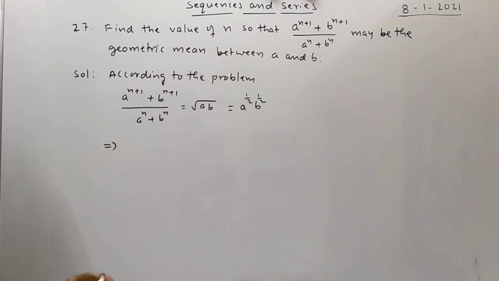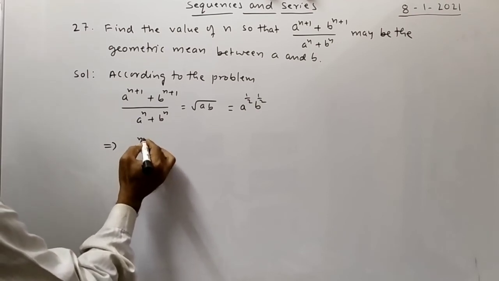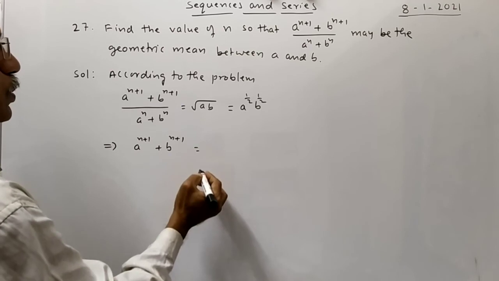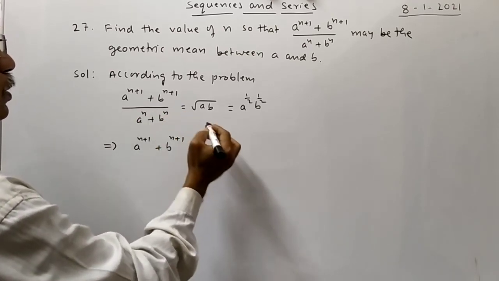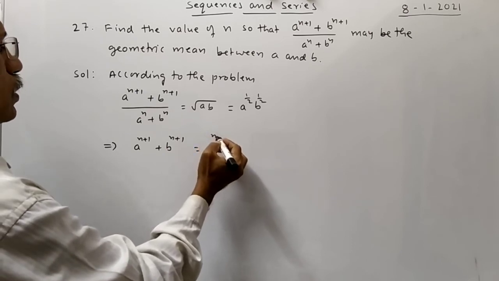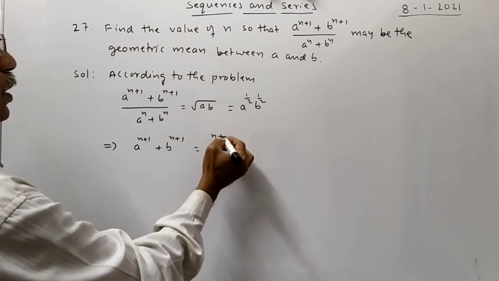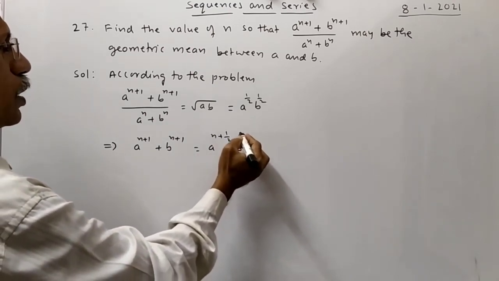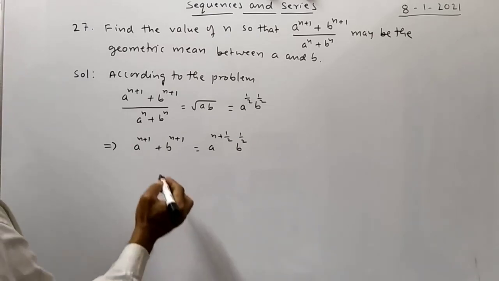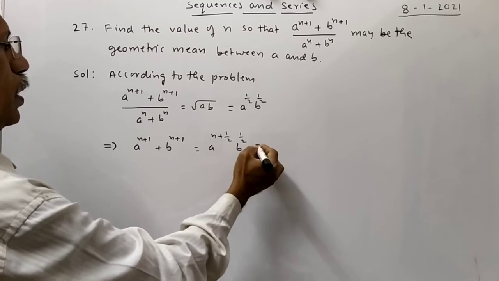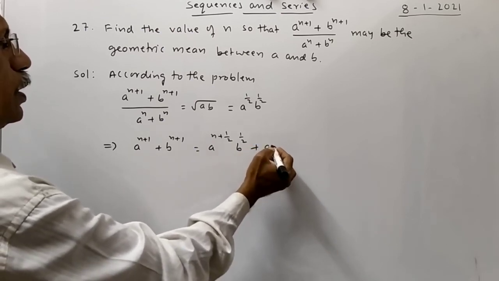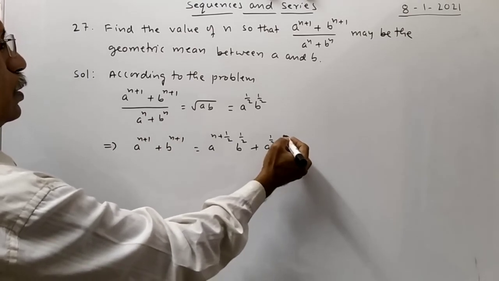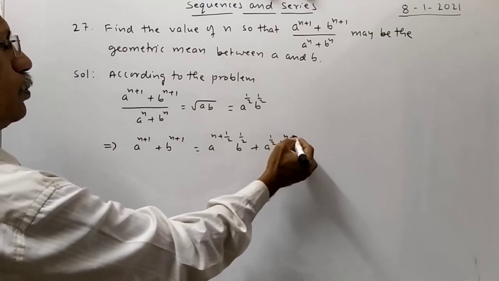This implies by cross multiplication we will get a raised to the power n plus 1 plus b raised to the power n plus 1, we can write as it is equal to a raised to the power n plus 1 by 2 into b raised to the power 1 by 2 plus a raised to the power 1 by 2 into b raised to the power n plus 1 by 2.